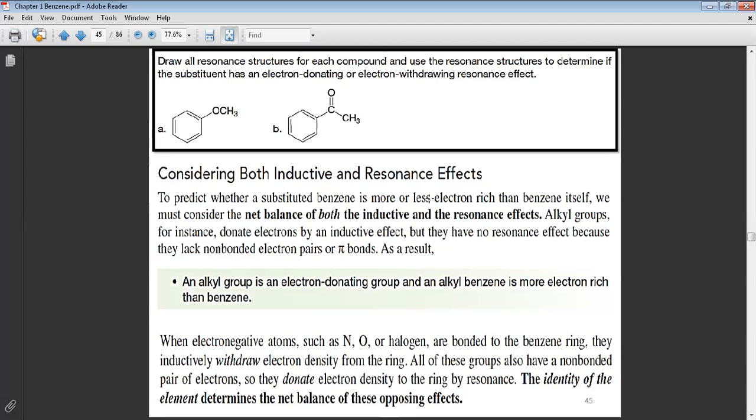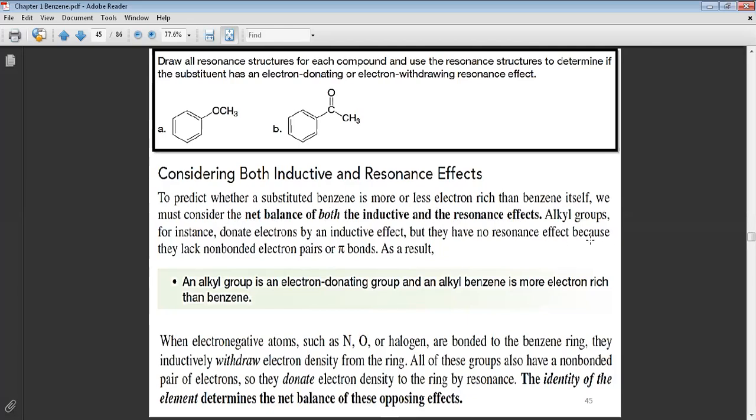Now the meaning here is: consider both inductive and resonance effects. He said to predict whether the substituted benzene is more or less electron rich than benzene. Look, we must consider the net balance of both inductive and resonance effects. You will look at both of them, the inductive and the resonance, and see which is the better one.